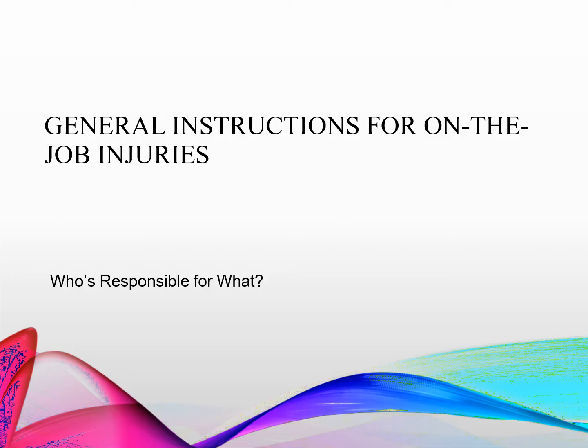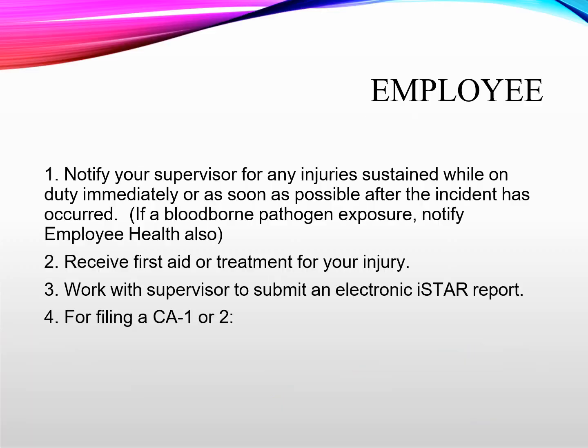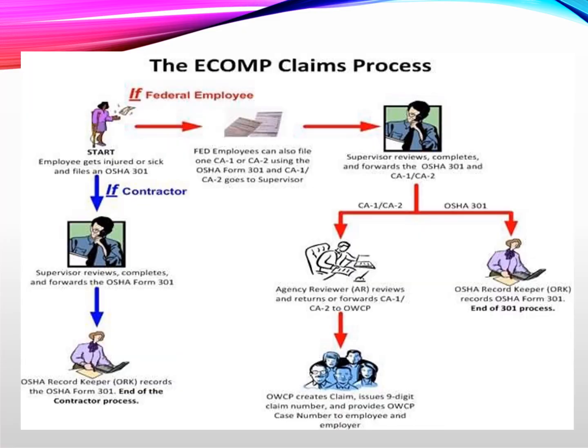On the job injuries, who's responsible for what? The employee. Notify your supervisor, receive treatment or first aid, work with your supervisor for an I-STAR, and then if you need to, file any e-comp related forms. Here's the claims process. This was provided by HR, and once your supervisor helps you through the process, it will proceed through as needed depending on your injury.